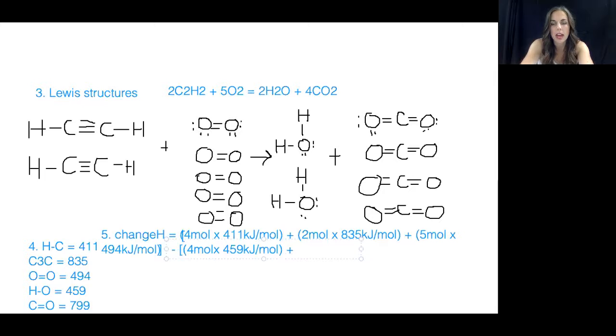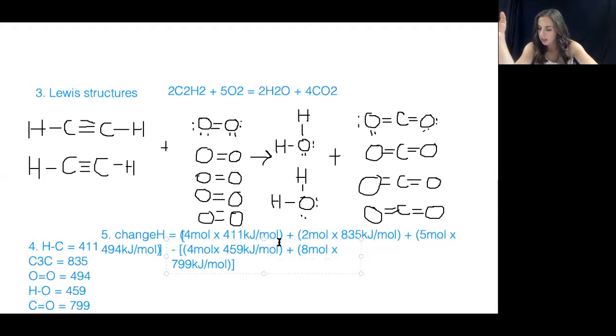Okay, and we're going to add that to, we have carbon double bonded to oxygen here, and we have that 1, 2, 3, 4, 5, 6, 7, 8 times. So 8 moles times, and that was 799 kilojoules per mole. I'm going to close that parentheses, and I'm going to close the bracket because that's the end of my product side. Okay, so let's just make sure we did that right. I'm just double checking myself. Okay, looks good.